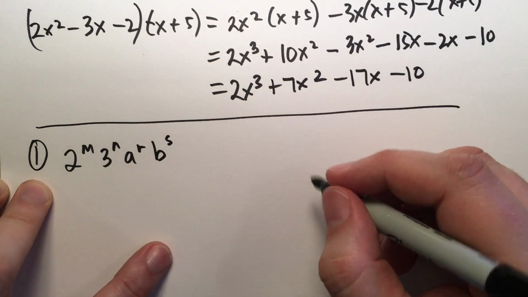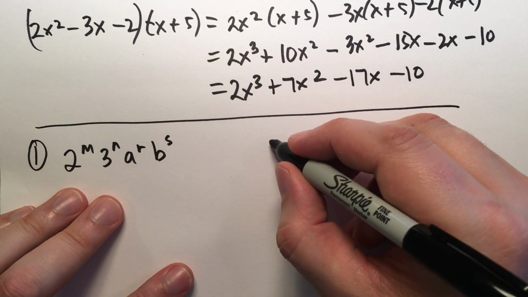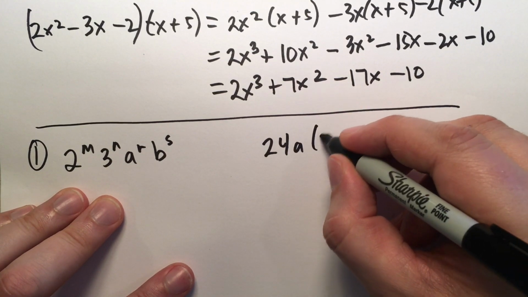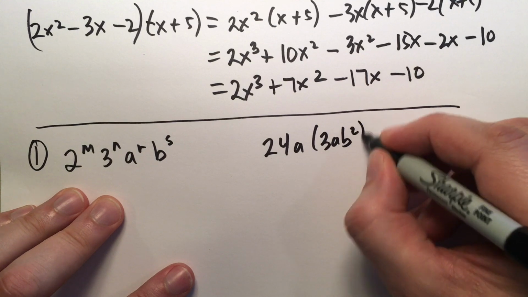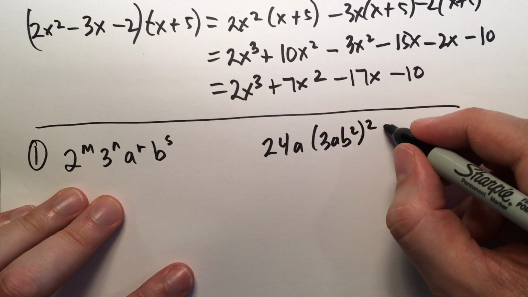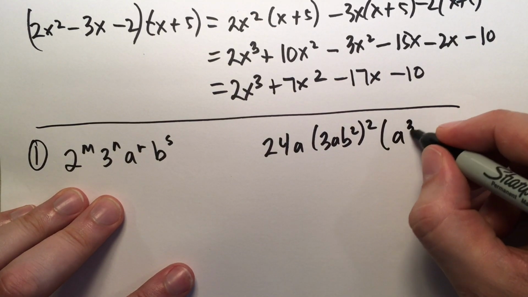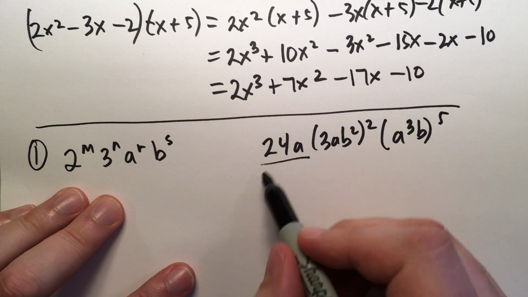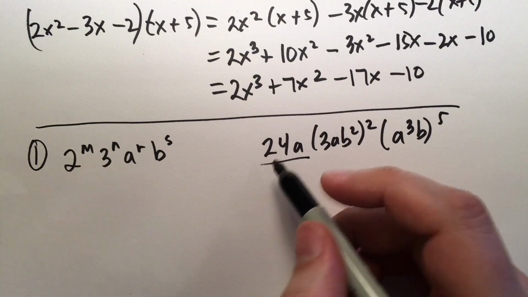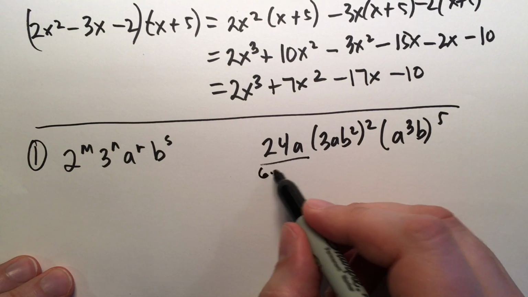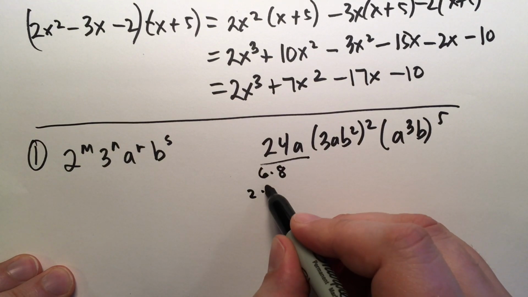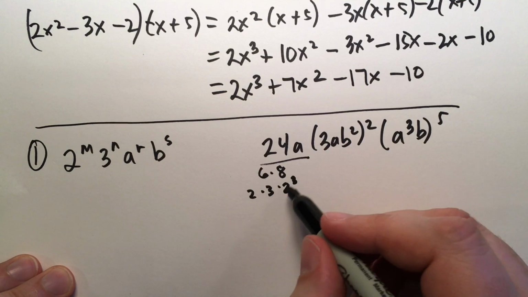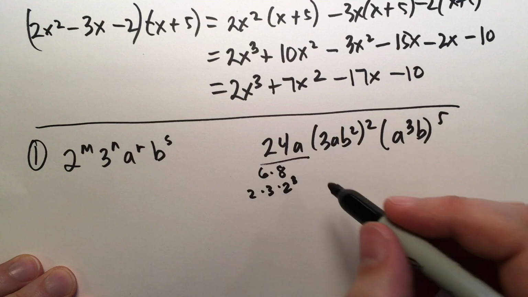Okay, so let's say I had 24a times 3ab squared times a cubed b to the 5th. So I can expand this 24 into what? 6 times 8. 6 is 2 times 3, and then 8 is 2 cubed, 2 times 2 times 2. So 24 is 2 cubed times 3.